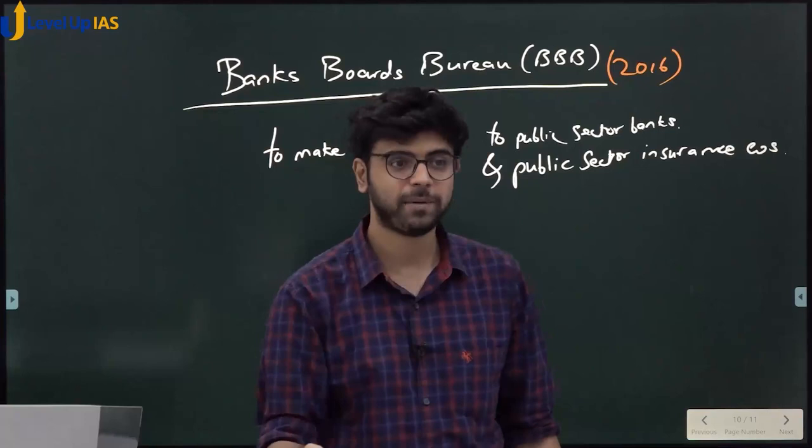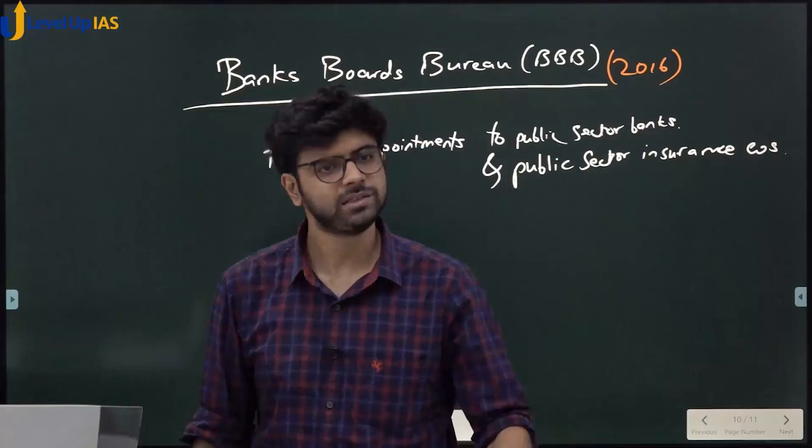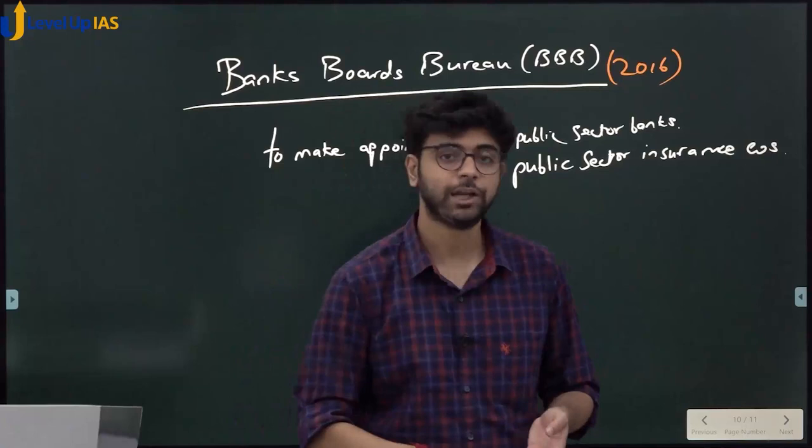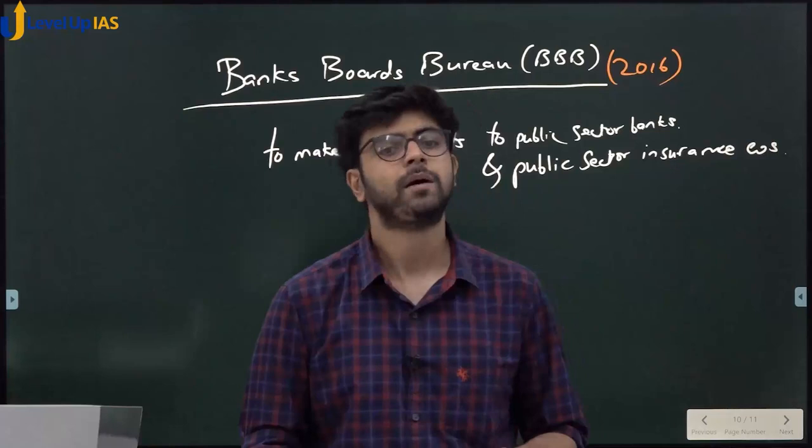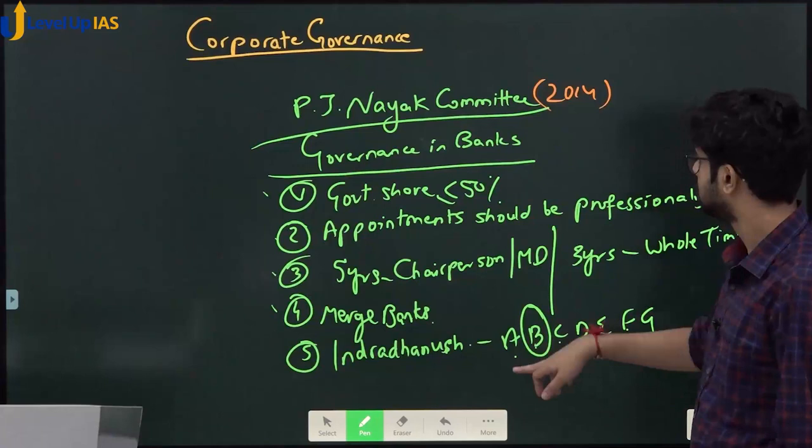What were the PJ Nayak committee recommendations? Just try to recollect. Similar recommendations: government shareholding should be reduced. MD CEO post cut, tenure is given 5 years, 3 years for whole time director. Then what else? Merge the banks, consolidate banks. Indradhanush strategy was given. Appointment should be professionalized. PJ Nayak committee, corporate governance of banks, 2014.